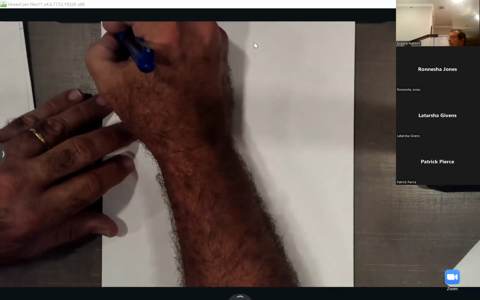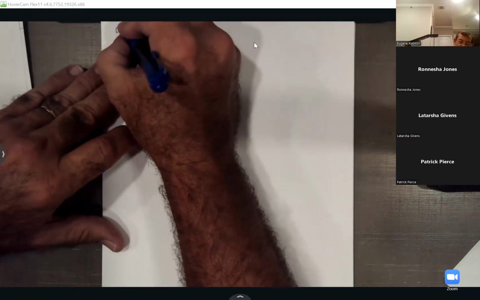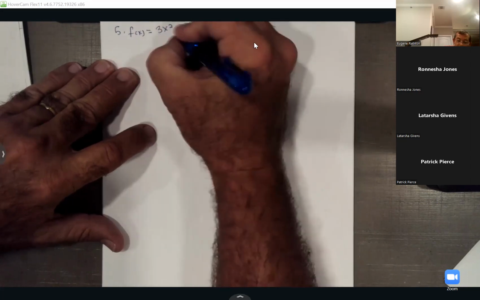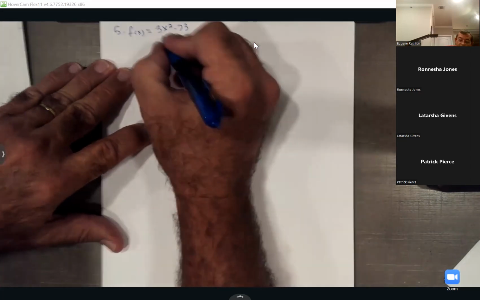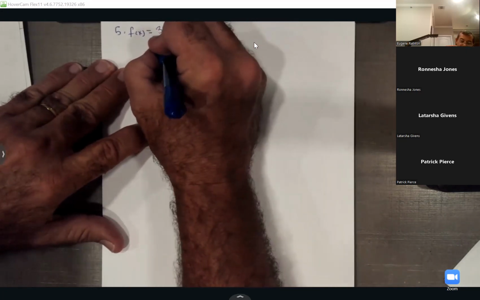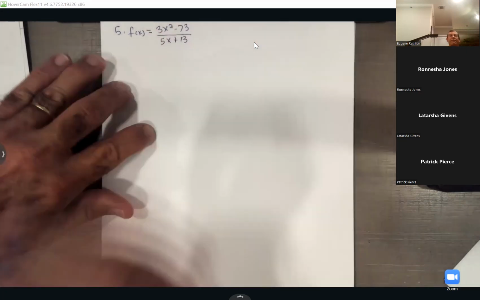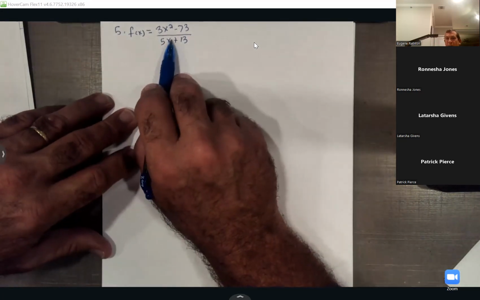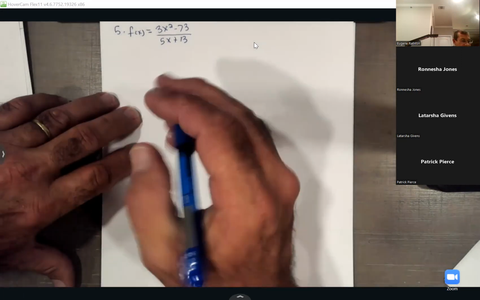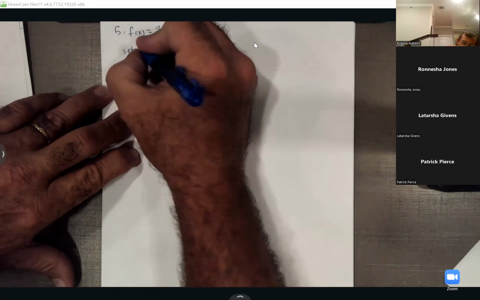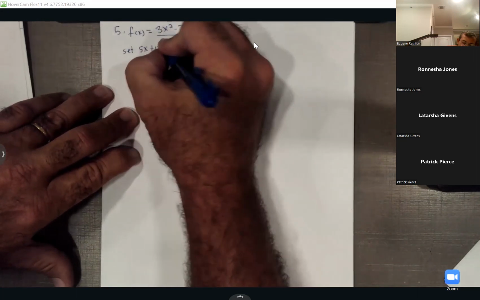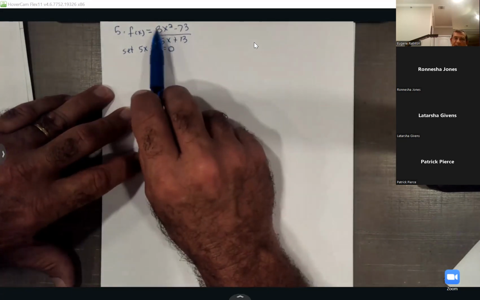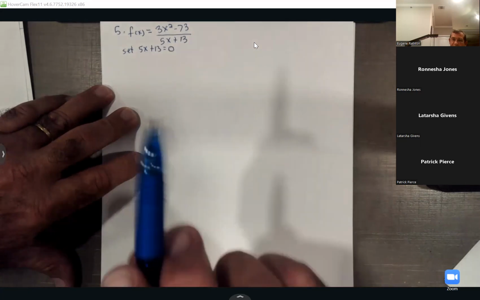All right, so number 5, same thing, f of x equals 3x squared minus 73 over 5x plus 13. Y'all notice there's only one x under here, no exponent. So we're only going to get one answer on this one. So set that 5x plus 13 equal to 0. So I hope y'all noticed every single problem I've done in this section, I have ignored the top of that fraction, okay?